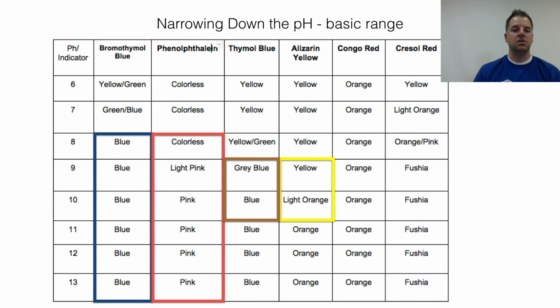What's nice but also tricky is that it's a process. You really have to think about what each piece of information tells you, and how it helps you narrow down the pH.